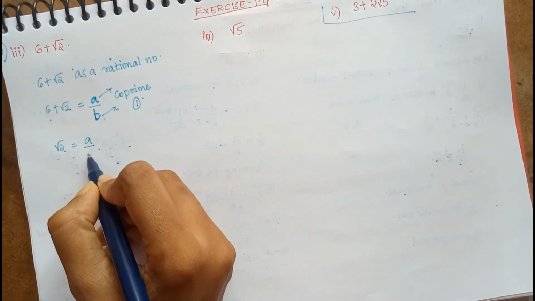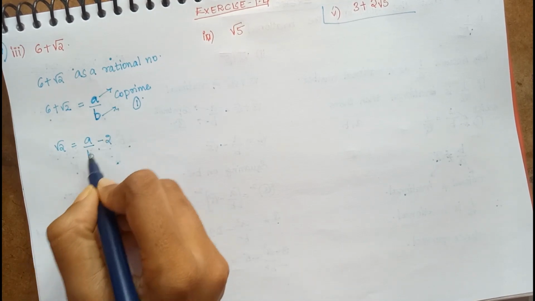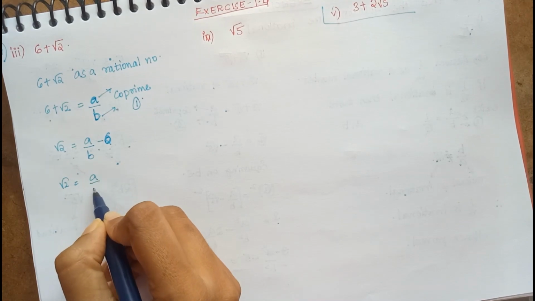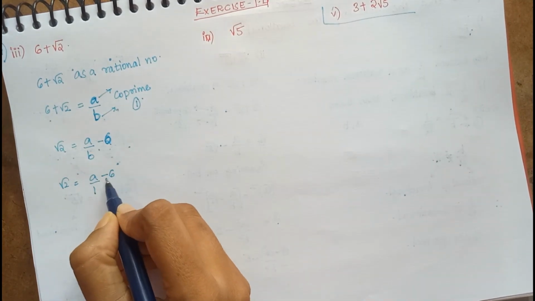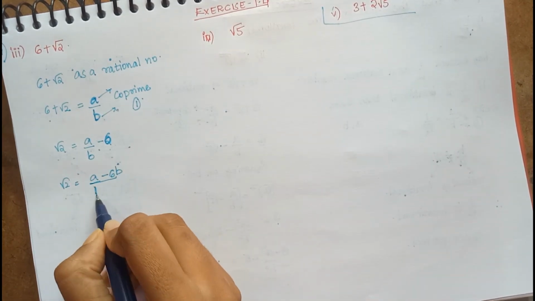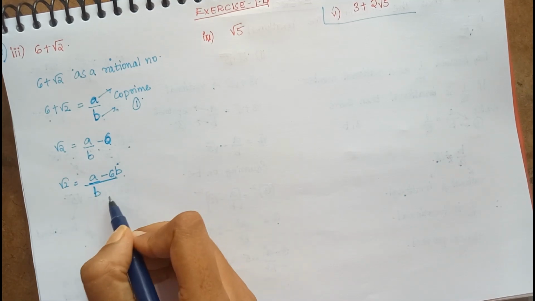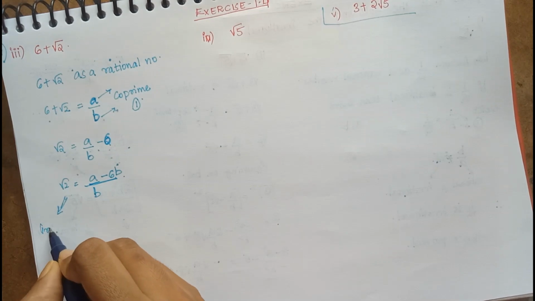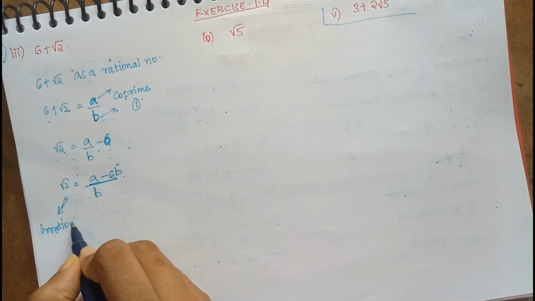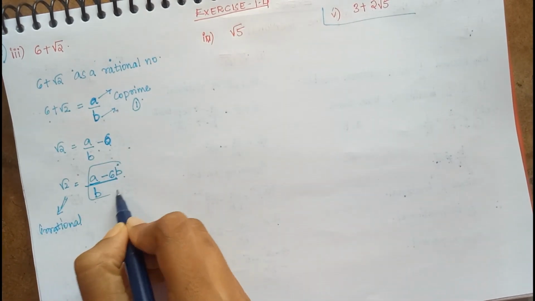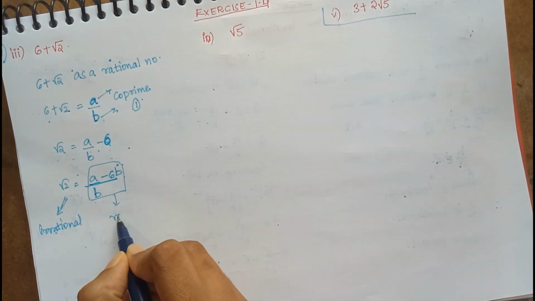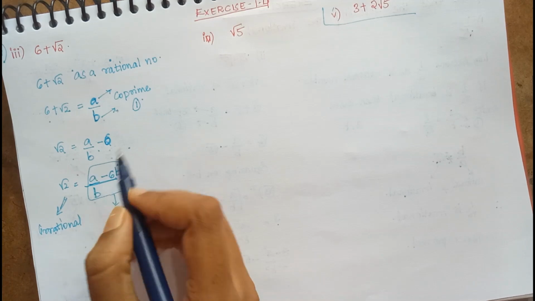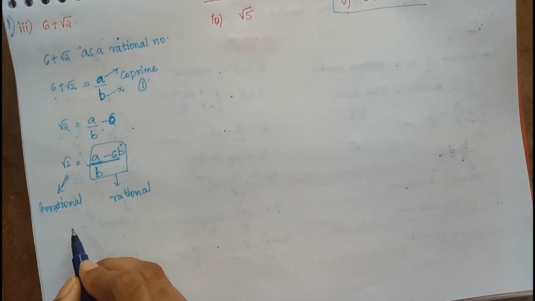Take 6 to the right side, what you'll get? Root 2 equals a by b minus 6, which is a minus 6b by b, by taking LCM. Here root 2 is an irrational number and this whole term is a rational number, since we consider that a and b are integers.